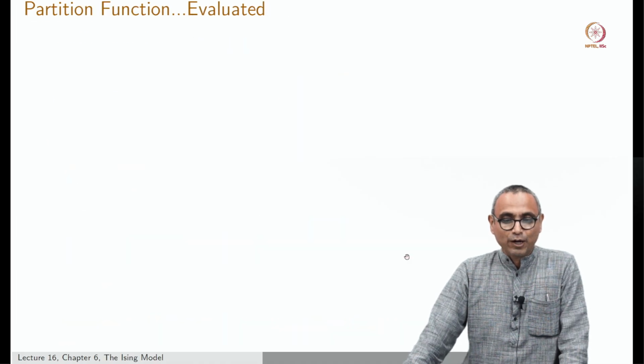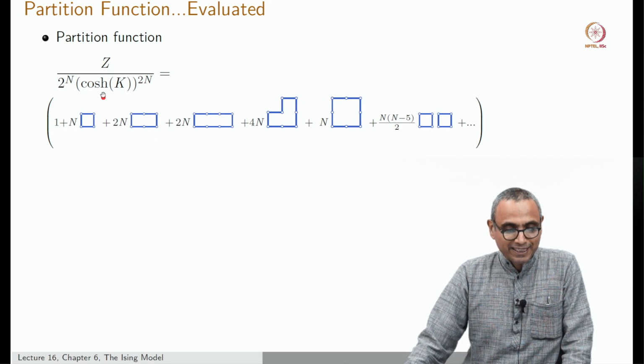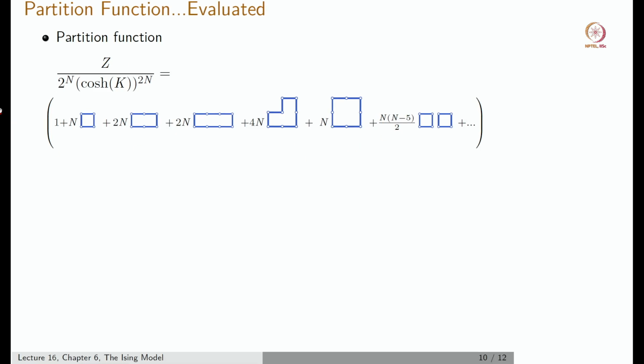Okay, so we are now ready to evaluate the partition function. So I just write all the terms. So now I have taken W0 as 2 to the n and divided that, taken that to the left hand side, and I just get an expansion for the partition function. So you get something like this.